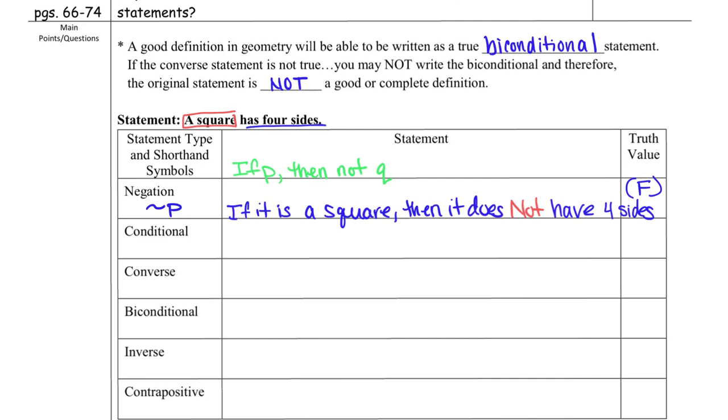So remember, your conditional statement is P, then Q. Your conditional statement is your if, then statement. What would it be for a square has 4 sides?